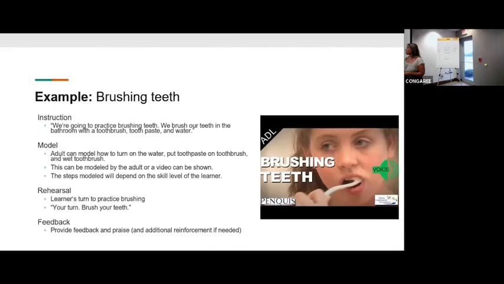So after I model, the learner is going to rehearse it. It's their turn to practice. Your turn, brush your teeth, whatever we want that signal to be. And then we're going to provide that feedback, praise, and maybe additional reinforcement. Now that you brushed your teeth, now you can go back to watching your movie, something like that.